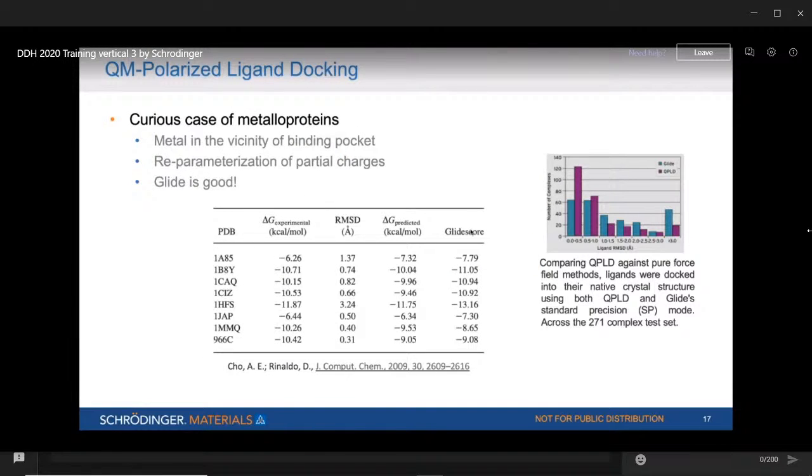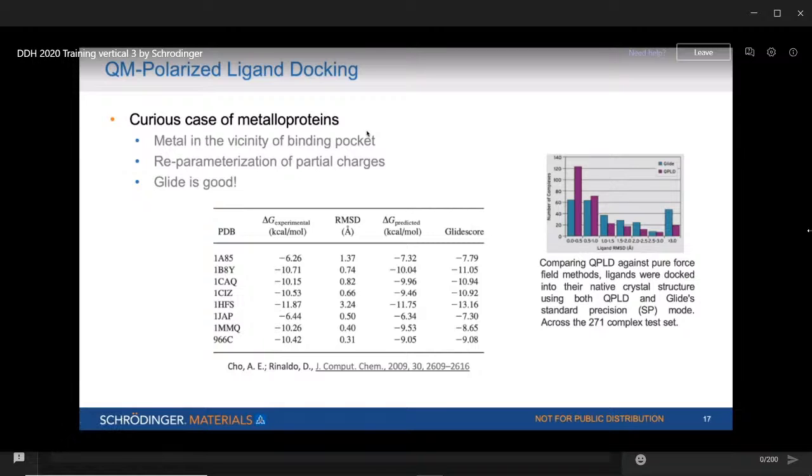Here is another example which is published on Schrodinger's website. When you have metals in the binding pocket or in the vicinity of the binding pocket, we have to do QPLD, quantum polarized ligand docking, which is available within the framework of Schrodinger, where we re-optimize the force field parameters of the ligand, the charges on the ligand, so that we can predict the binding energy correctly. You can see, compared to Glide score, even the ones coming from quantum polarized ligand docking are much more accurate, closer to the experimental values.